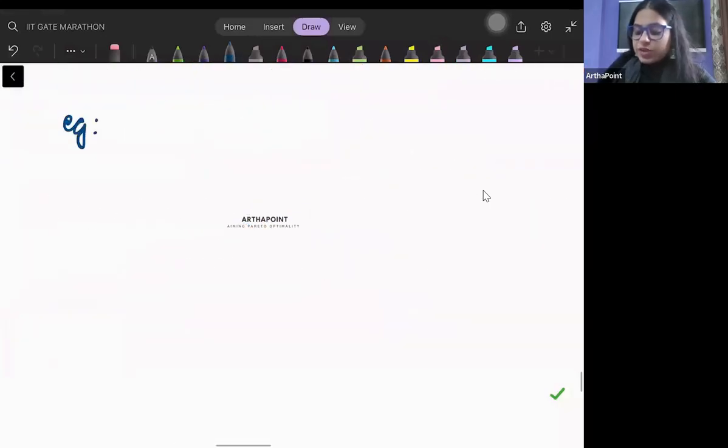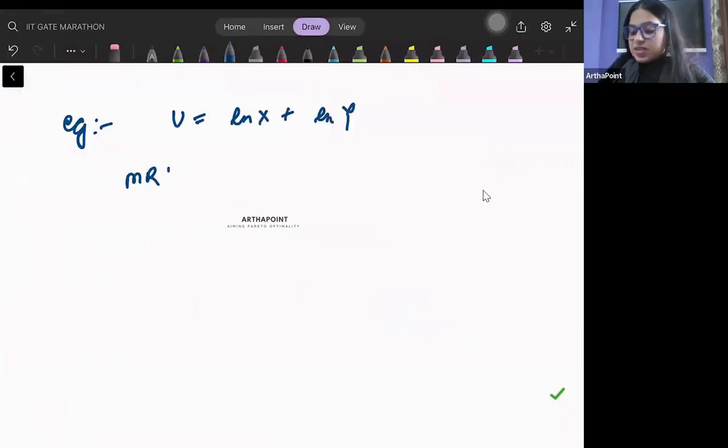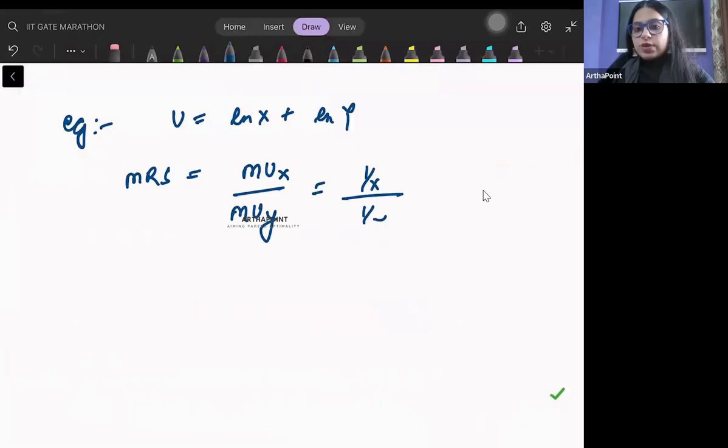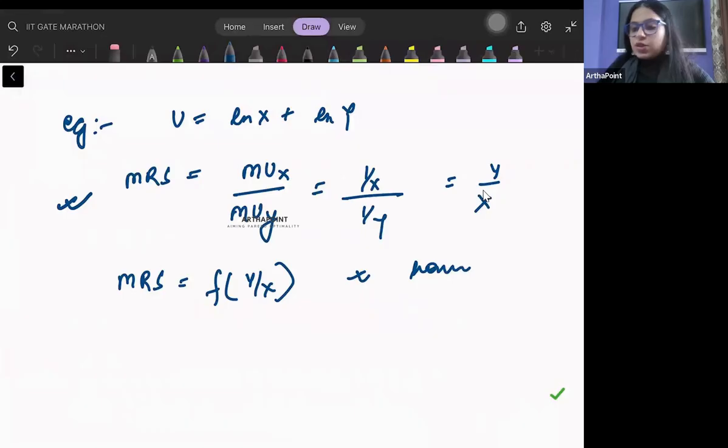If I tell you that u is equal to ln x plus ln y, and I find the MRS from here, I will get MRS as MUx by MUy. So this will become 1 by x upon 1 by y. That means y by x. So here our MRS is a function of y by x. So this is a homothetic function, because you see y by x is coming here.